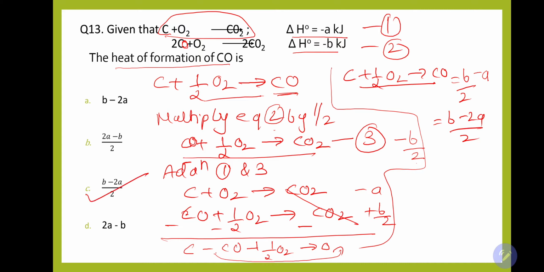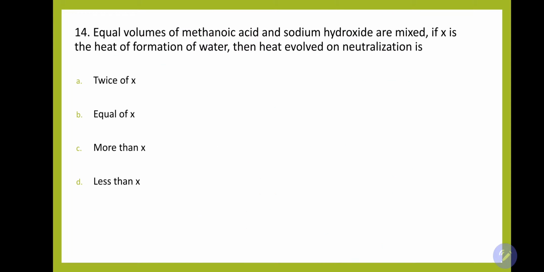Okay, now let's see the next question. Next question is, equal volumes of methanoic acid and sodium hydroxide are mixed. If X is the heat of formation of water, then the heat evolved on neutralization is. Now here they have given you methanoic acid. So what is the formula of methanoic acid? It is HCOOH, right? Okay, and they have given you one more thing, that is sodium hydroxide, which is nothing but NaOH, right?